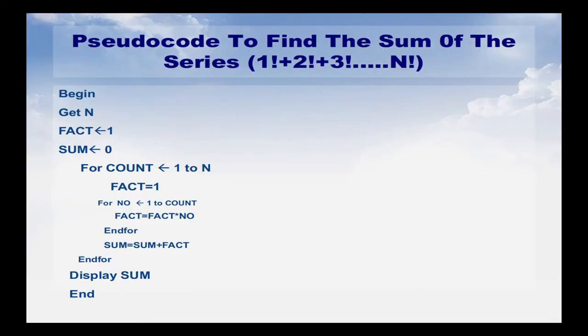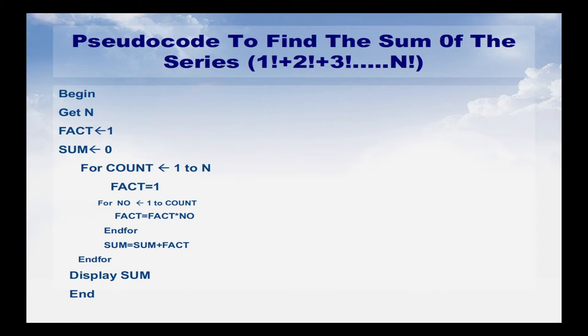Here we need to find the sum of the series 1 factorial plus 2 factorial plus 3 factorial up to n factorial. So, this pseudocode computes the sum of the series. We know what 1 factorial is. 1 factorial is 1, and 2 factorial is 1 into 2, that is 2, and 3 factorial is 1 into 2 into 3, that is 6, and so on. We begin by getting a value n from the user, that is, up to how many terms you need to find the sum.